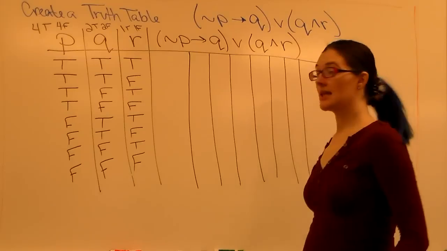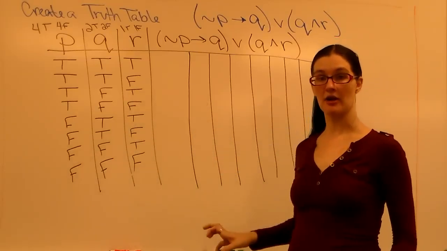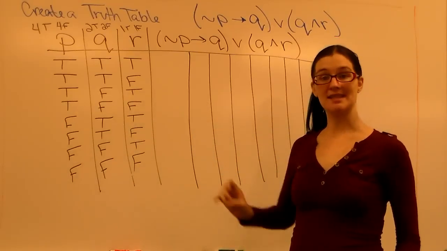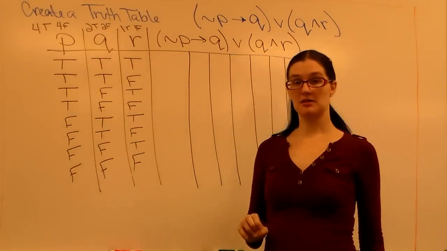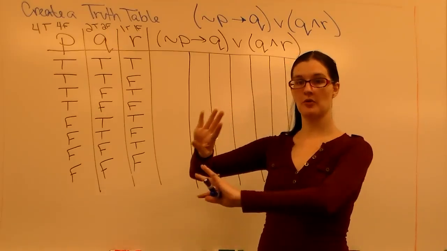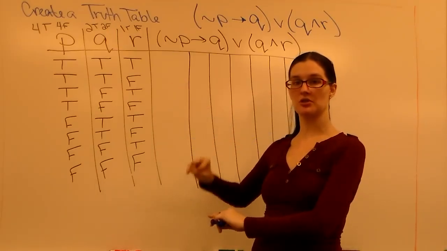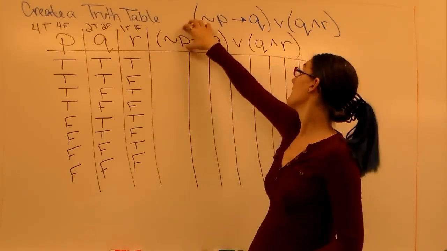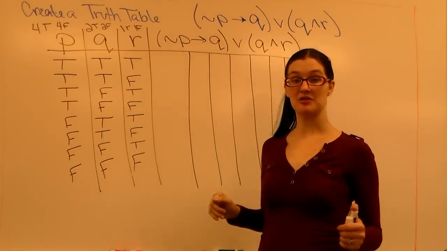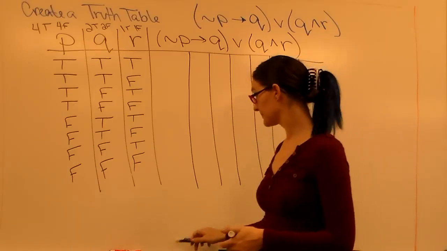Okay? So everything I've done so far should be just basic setup memorization. You should have the first 3 columns memorized: 4 and 4, 2, 2, 2 and 2, 1, 1, 1, 1, 1, 1, 1, 1. Then all I have is my statement, and I've just broken it up into columns.